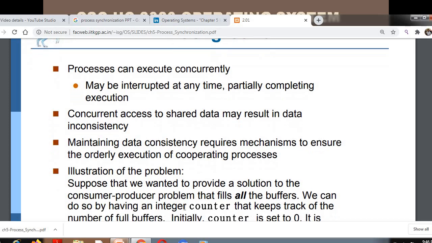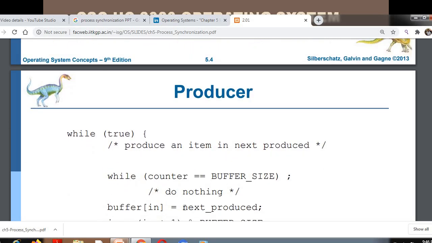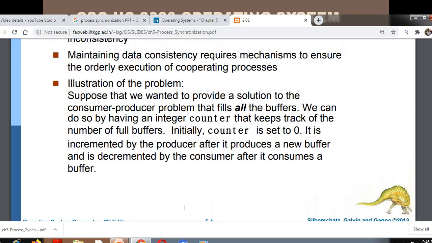If we see an example, suppose that we wanted to provide a solution to the producer-consumer problem which fills all the buffers. We can do so by having an integer counter that keeps track of the number of full buffers. Initially, the counter is set to 0, and it is incremented by the producer after it produces a new buffer, and decremented by the consumer after it consumes a buffer.